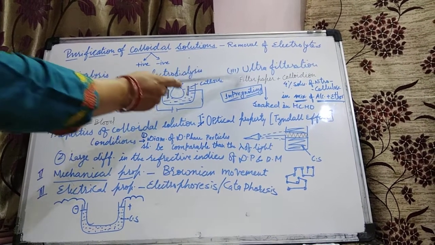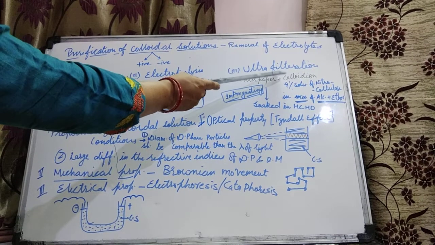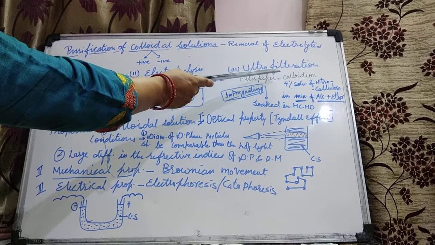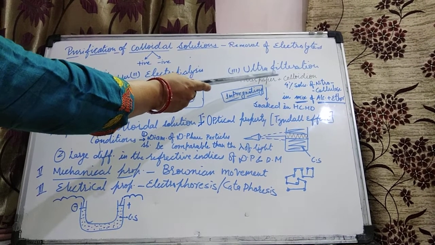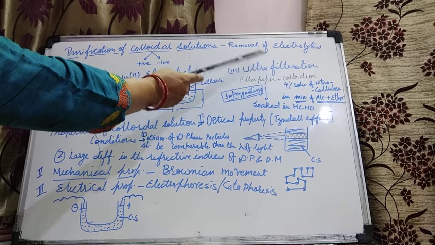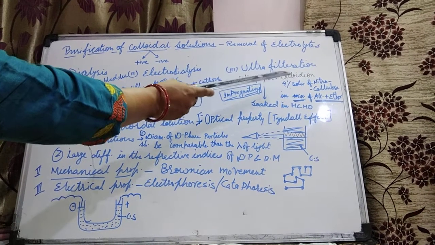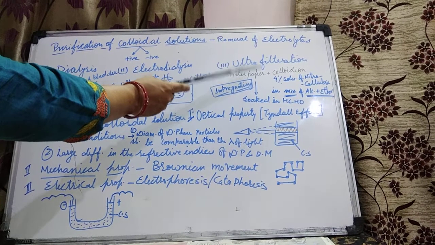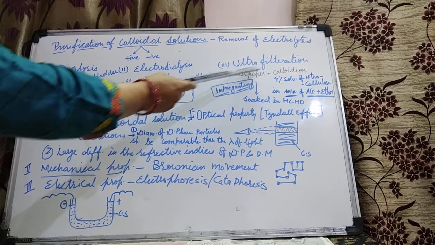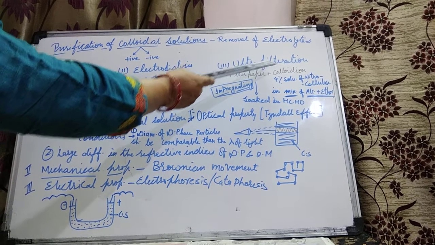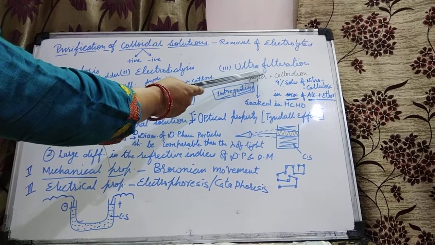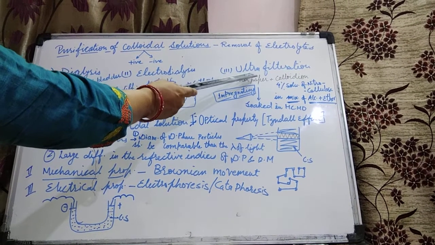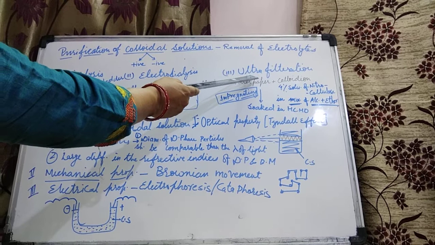Next is ultrafiltration. Colloidal solutions cannot be filtered by simple filter paper. All the colloidal particles can pass through normal filter paper. So for the filtration of colloidal solution, we require ultrafilter paper. What do we mean by ultrafilter paper? Filter paper whose pore size is highly reduced. So how can we prepare that ultrafilter paper?